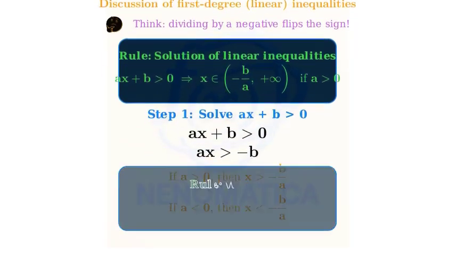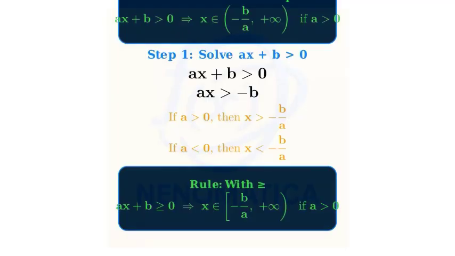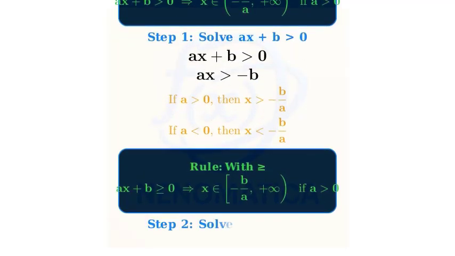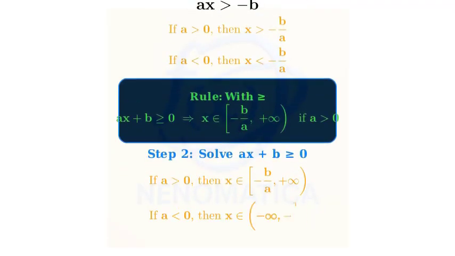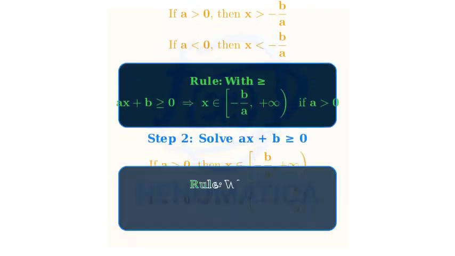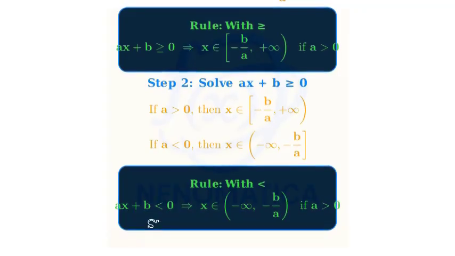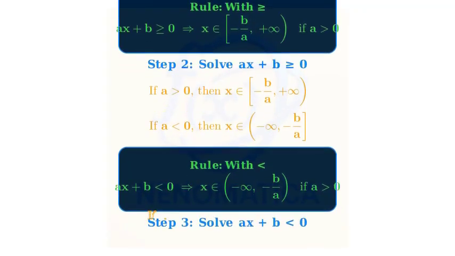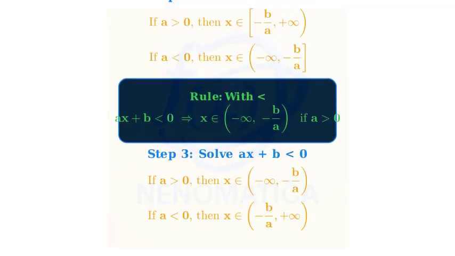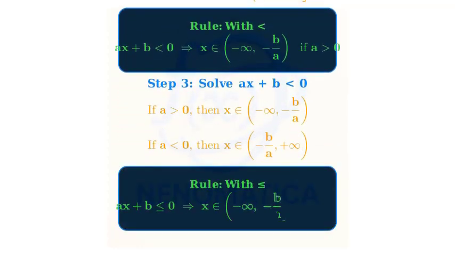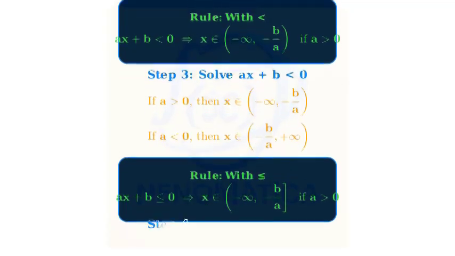Step 2. Apply the rule for greater than or equal to. Again, consider the sign of a for the direction. Step 3. Apply the less than rule. Write the interval considering the sign of a. Step 4. Apply the less than or equal to rule. List the intervals for each sign of a.